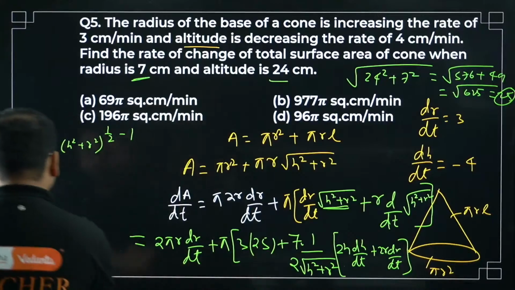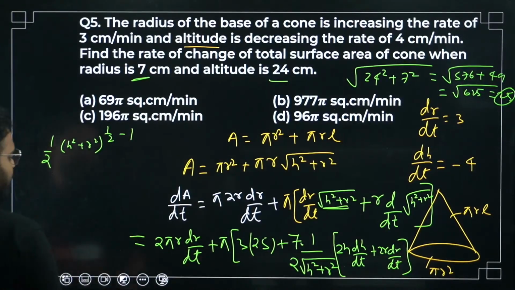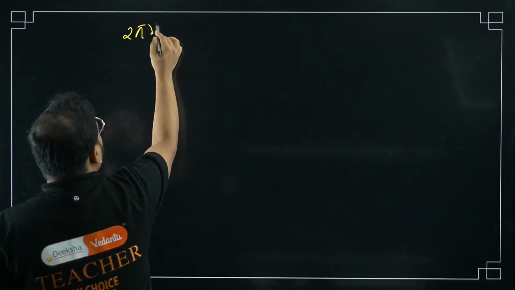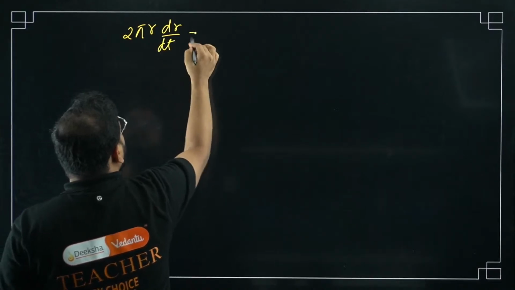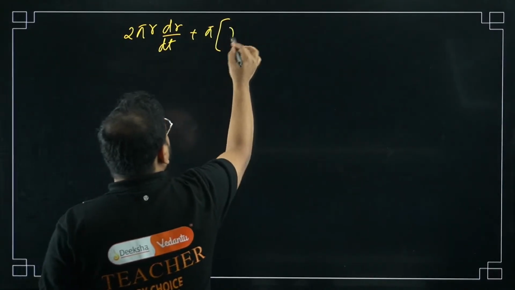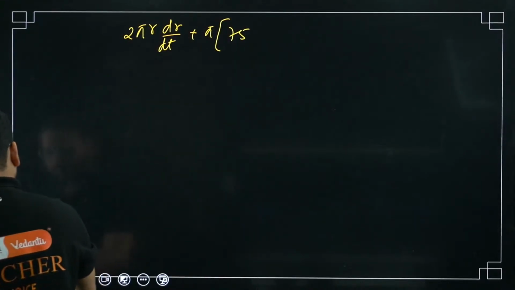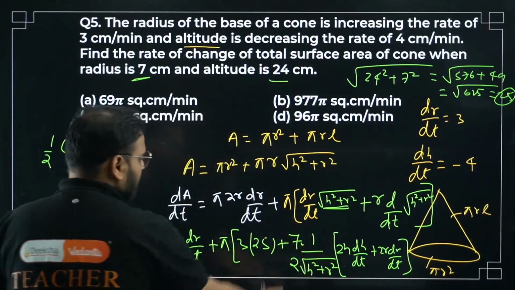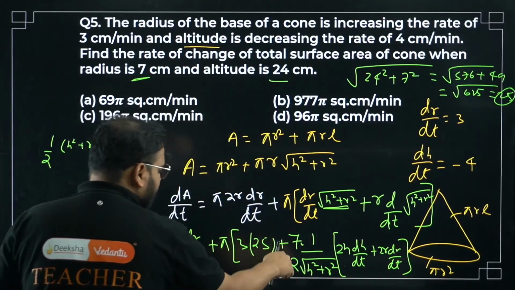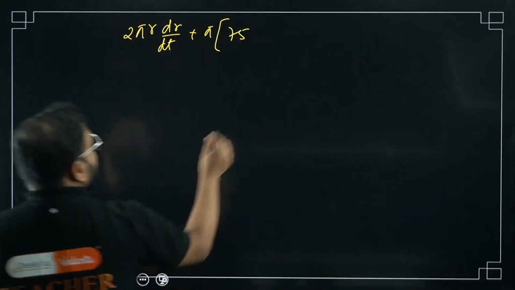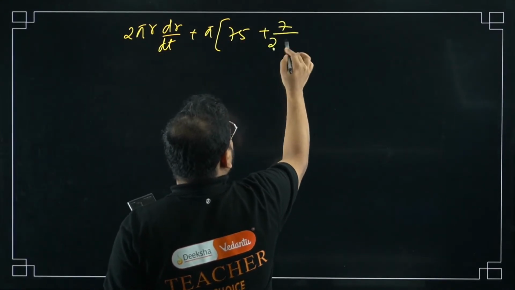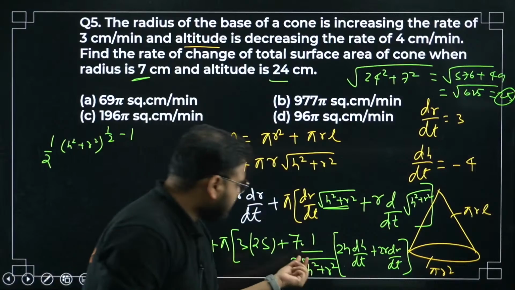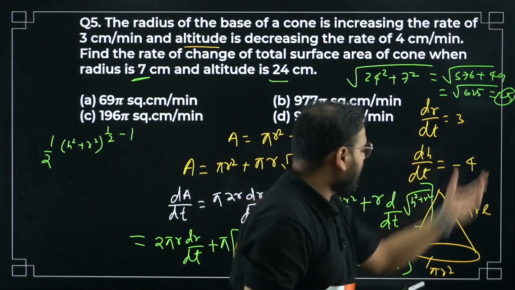Please try. I'll solve for all of you. 2 pi r dr by dt we have, so I'll write it over here: 2 pi r dr by dt plus pi times of what we had, 75, and we have 7 by 2, plus 7 by 2 into 25. You will all agree, this is 25 only, from here. What are we getting for this?